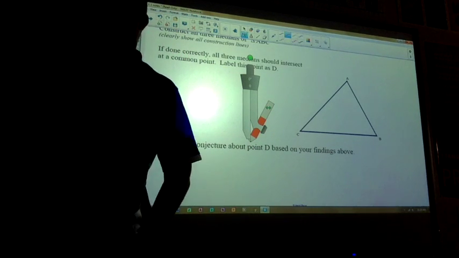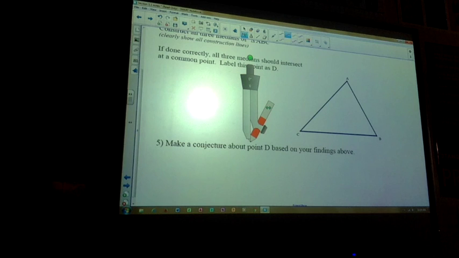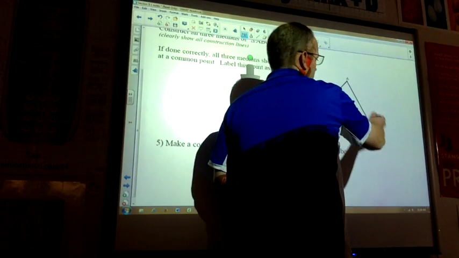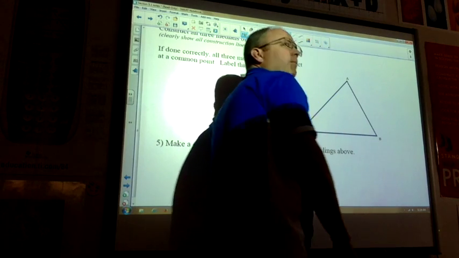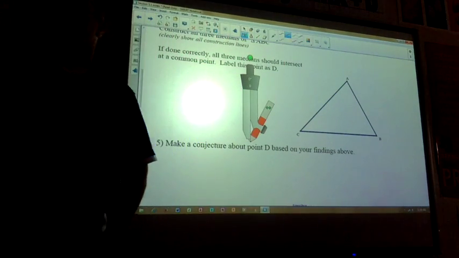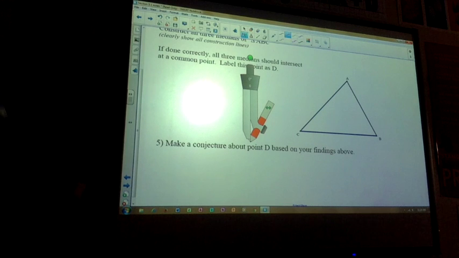So if I were to have my compass out, how would I find the very center of, let's say, the segment AB? Any ideas? I can't measure. I'm only using my compass.